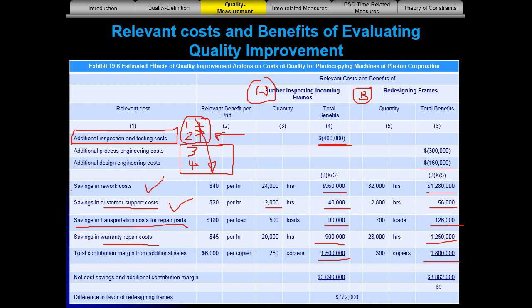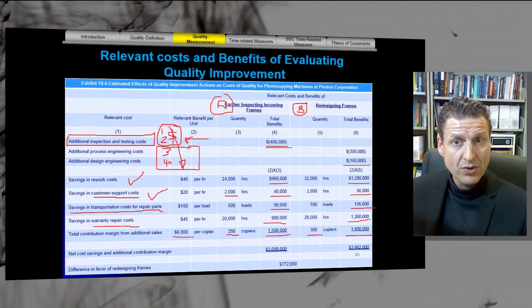What does that mean? You're getting $6,000 per copier and 250 copies you're able to sell more. Here, you're able to sell 300 more copiers if you have redesigned frames. In other words, because you have less repair parts, you have less repair problems, you have less warranty problems.